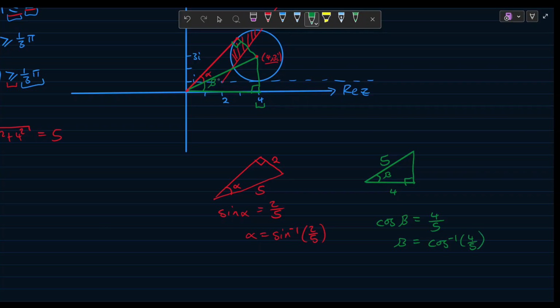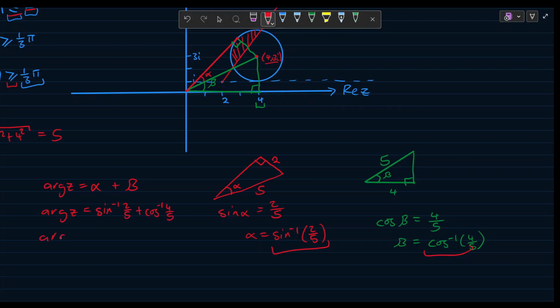And so it means that the greatest value of our argument, like we said, is the sum of these two angles. So arg z is equal to alpha plus beta. So arg z is going to be, using the exact values, arcsine of 2 over 5 plus arccos of 4 over 5.